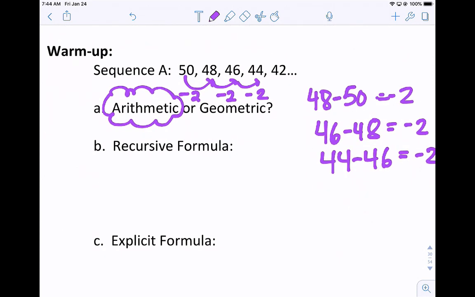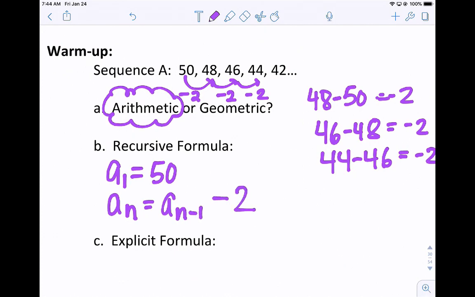To write the recursive formula, we need the starting value of the first term, the first number in our list of numbers, and that would be 50 in this sequence. And to find any term, you would take the term before it, and you would subtract 2. So there's the recursive formula. Again, you need the starting value, the first number in the list, and then what's the pattern, what's happening every time. What do you do with the previous term to get to the next term?